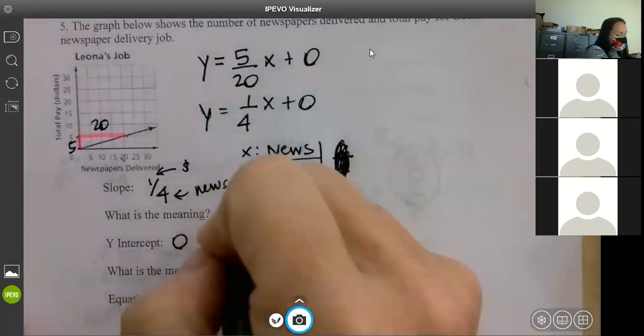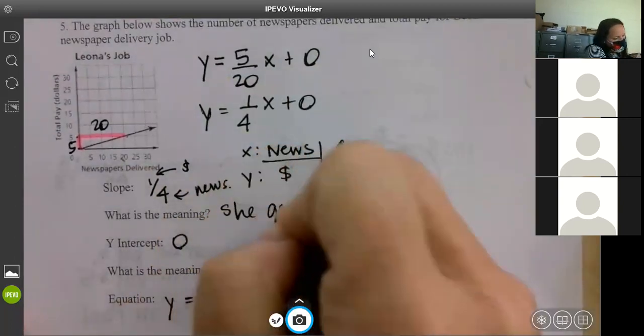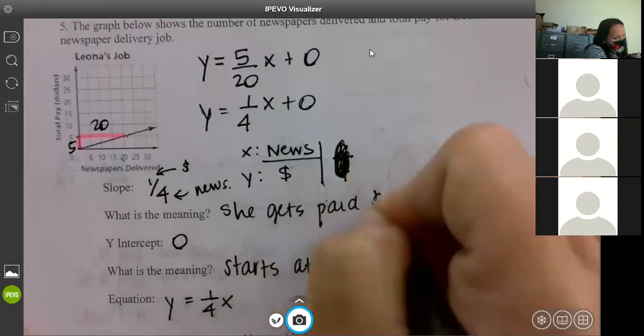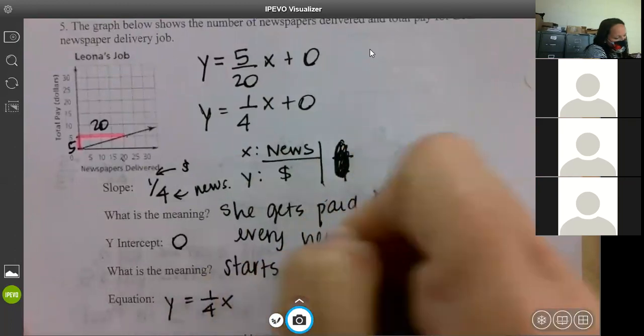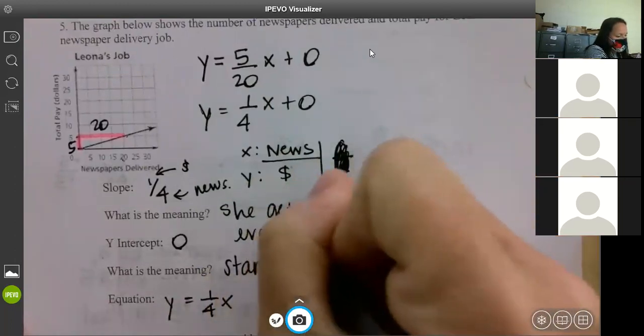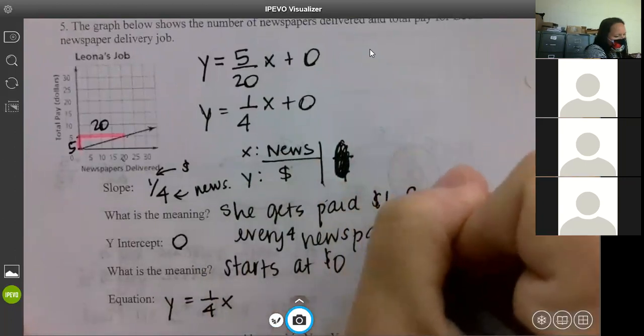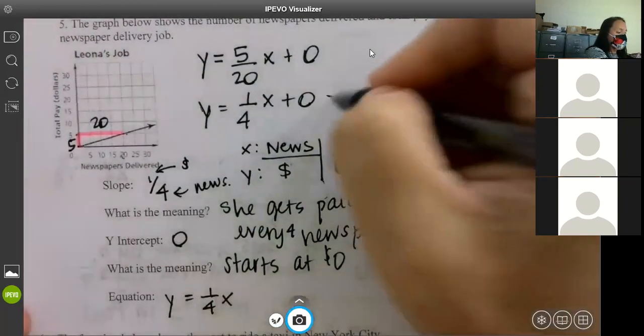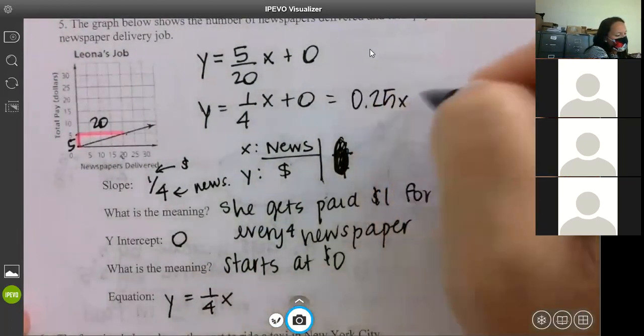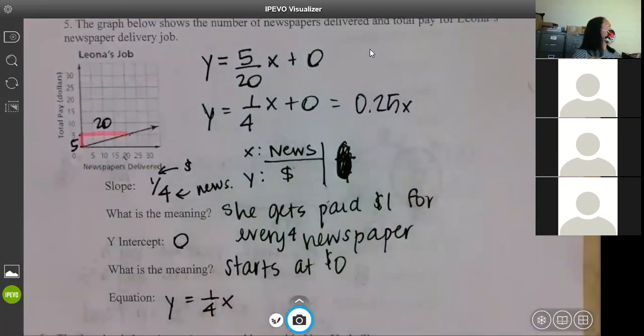That's exactly it. She gets paid $1 for every 4 newspapers. What else could you put? How much does she get paid per newspaper? 25 cents. You could put that too. That is the same thing, okay? So if we look at this equation, we could also write it as 0.25x, so 25 cents per newspaper. Okay? Is everybody okay with that? Whichever one is more comfortable for you is the one I want you to use.